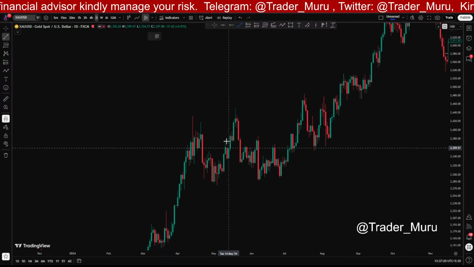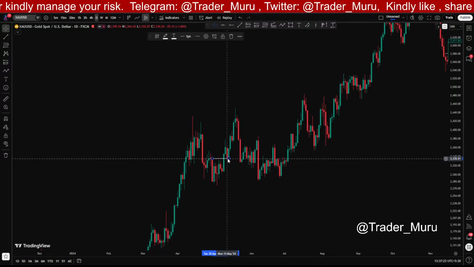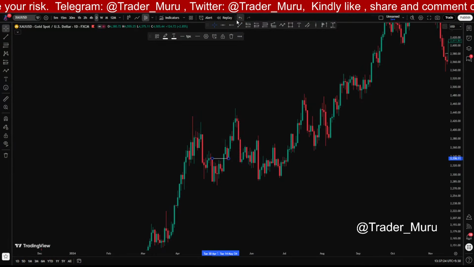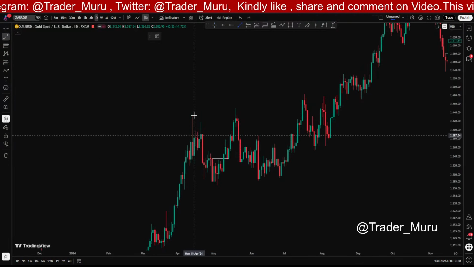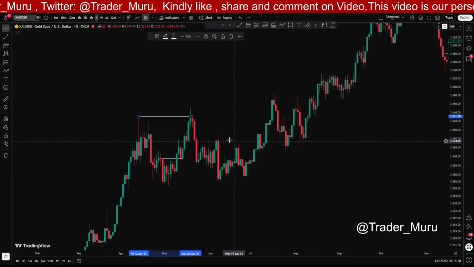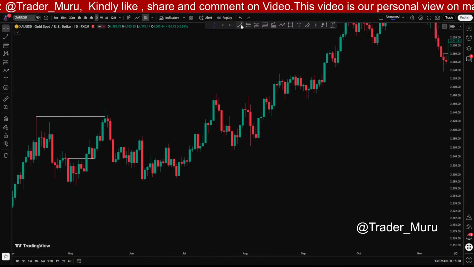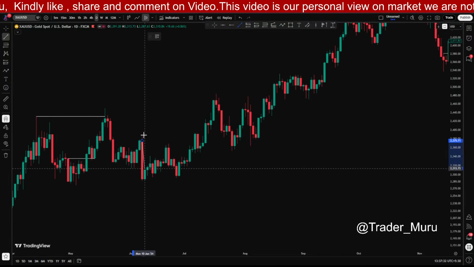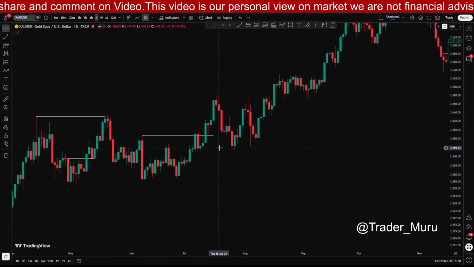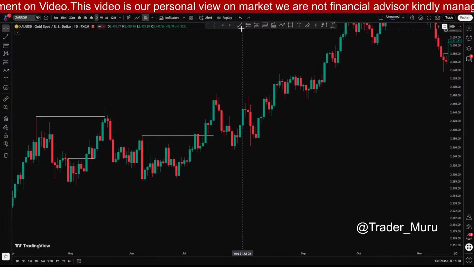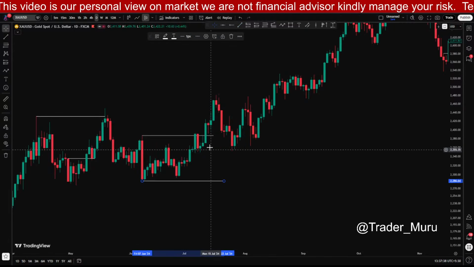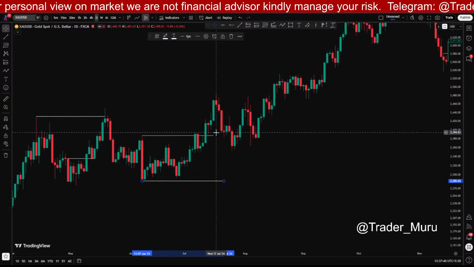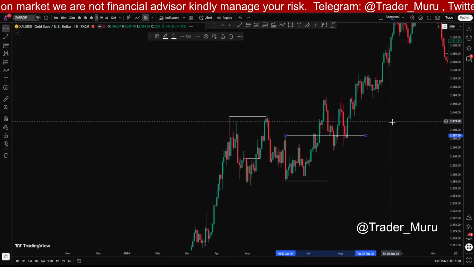Range, price closes above it, retest, pump. Your target is already done here. Again a drop, this is your daily time frame range, price closes above, retest, and this is your massive pump.